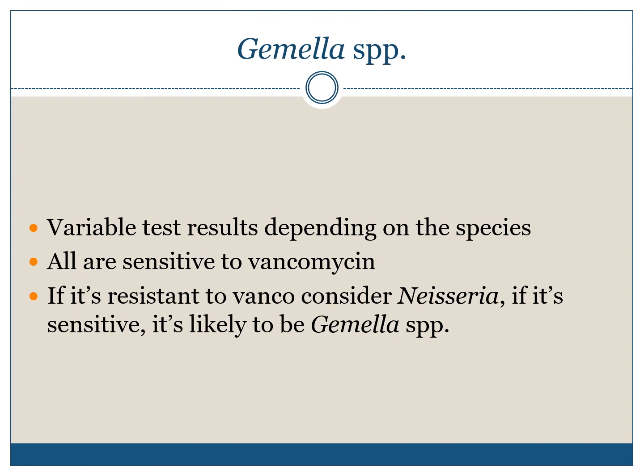Now, depending on the species, you can have a number of variable test results, so we're not going to get into the specifics of Gemella right now, but do understand that they are all sensitive to vancomycin. If it's resistant to vancomycin, then it might be a Neisseria that you're dealing with, or it might be something like a VRE, but it's likely not to be Gemella if it is vancomycin resistant.